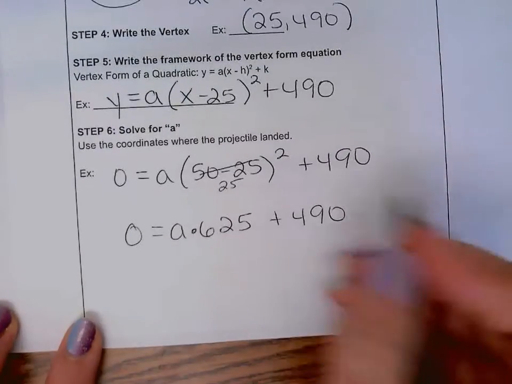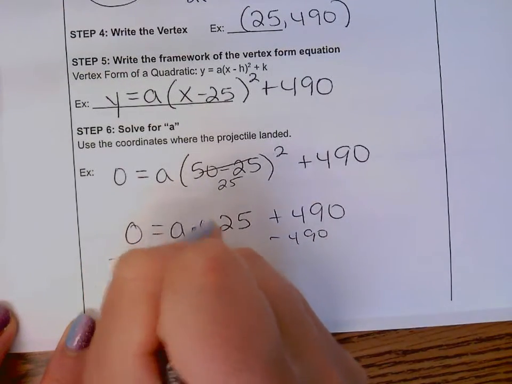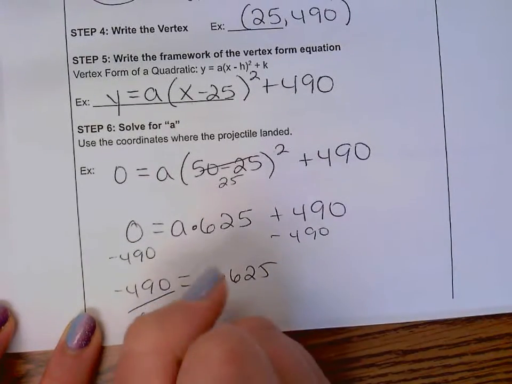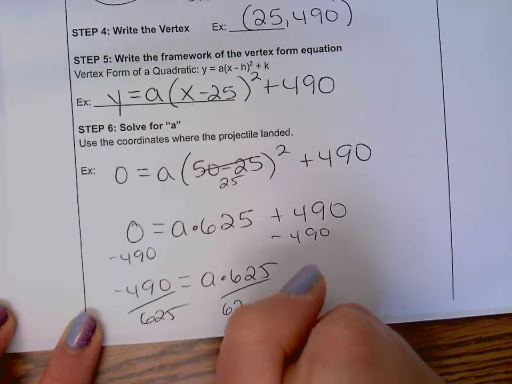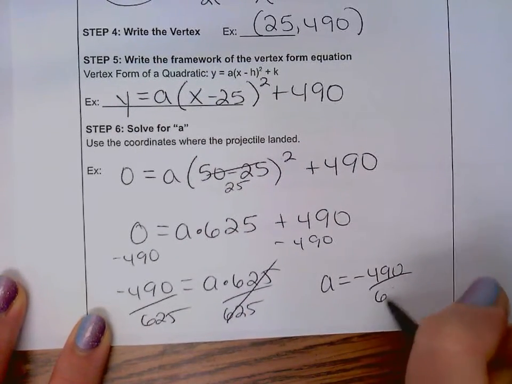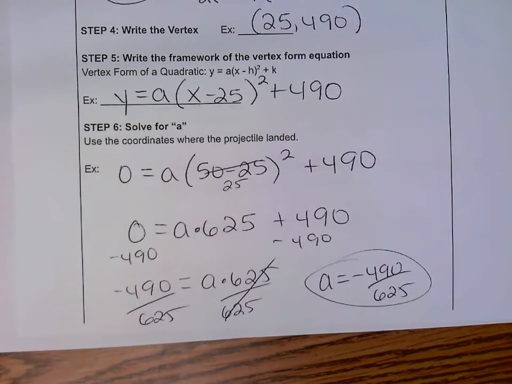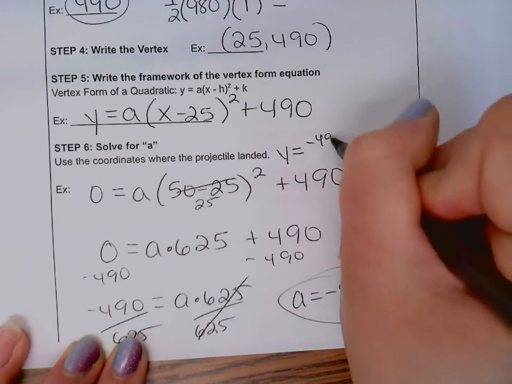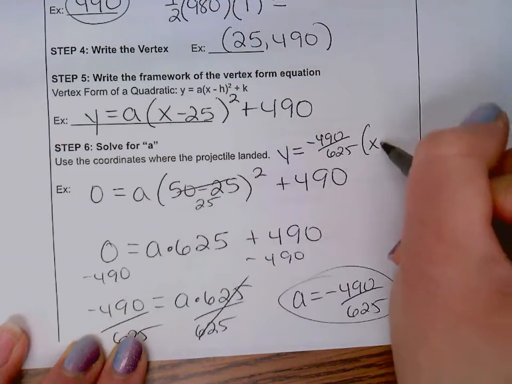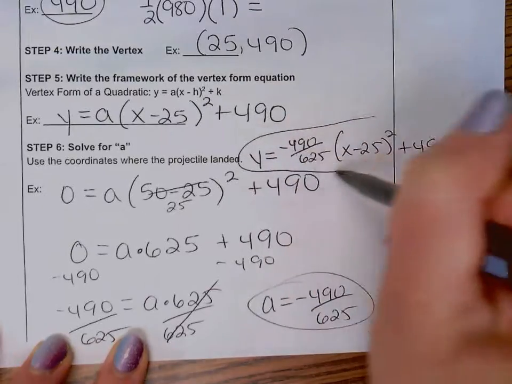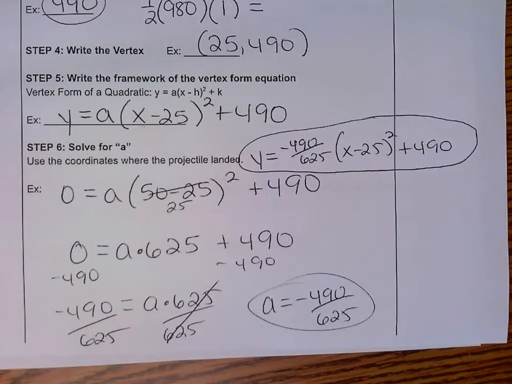You're going to subtract 490 to the other side. So you get negative 490 equals a times 625. So your last step is to divide by 625. So a is negative 490 over 625. That's your constant for your concavity. So our final equation would be y equals negative 490 over 625, (x minus 25) squared plus 490. So that is the equation of the catapult projectile that I'm looking for based on your catapult today.